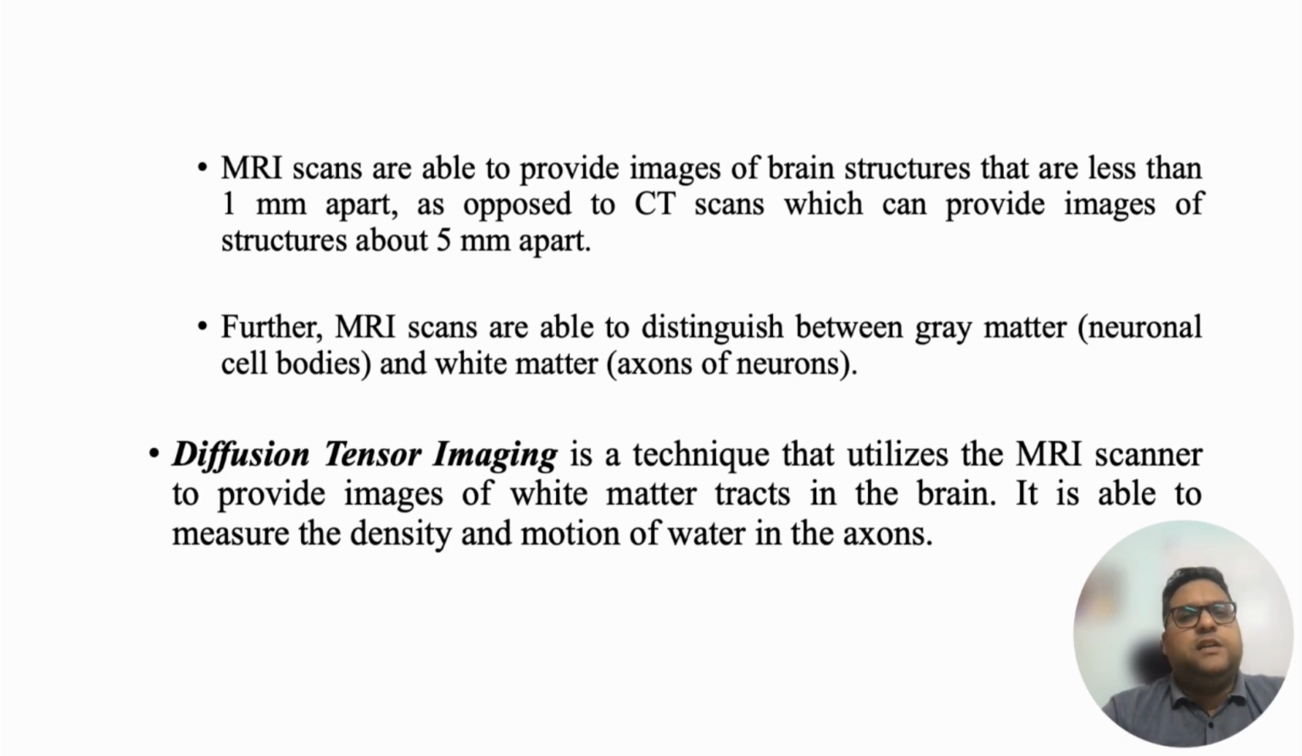Another very interesting technique that is available to researchers is called diffusion tensor imaging, which is a technique that utilizes the MRI scanner to provide images of white matter tracts in the brain and give us some insights about the functional connectivity in the brain. It is able to measure the density and motion of water in the axons as well.